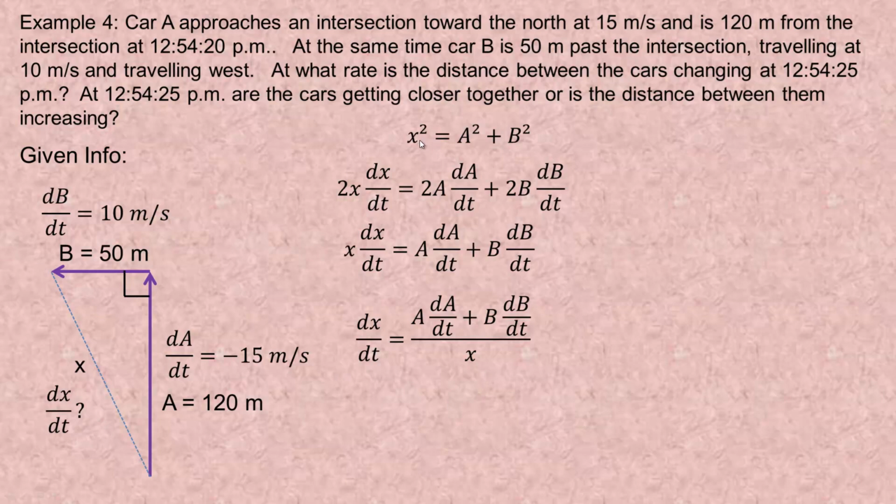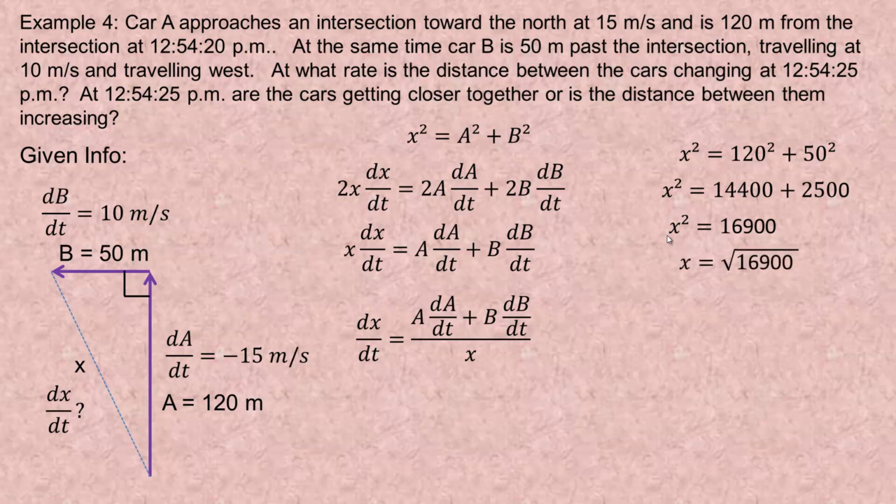So we can go back to Pythagoras' theorem and substitute the 120 for a and 50 for b and find what x is, what the actual distance between them is at this 5-second later time. So 120 squared is 14,400, 50 squared is 2,500. We add those together, we get 16,900, and then we take the square root of both sides, so we get 130. So this distance right here is 130. If you know some Pythagorean triples, you might recognize this is actually a 5, 12, 13 triangle, or a 50, 120, 130 triangle. So that's why that worked out to be a nice whole number.